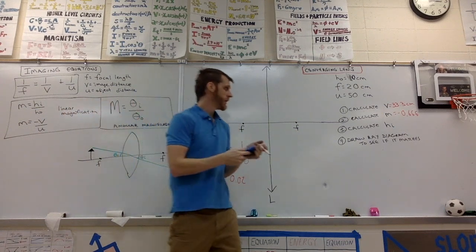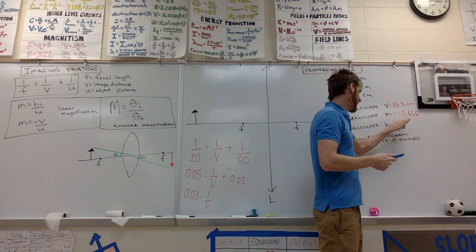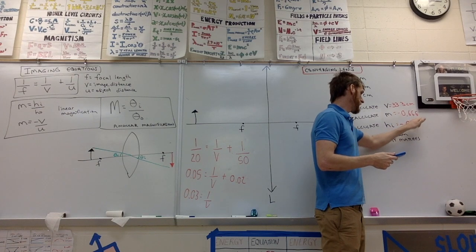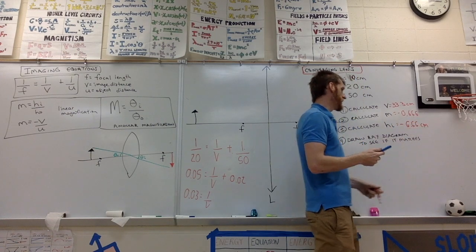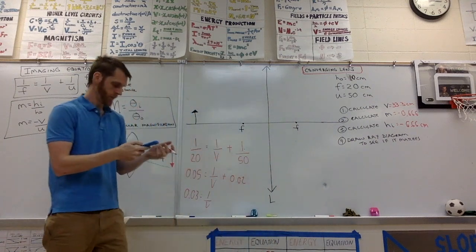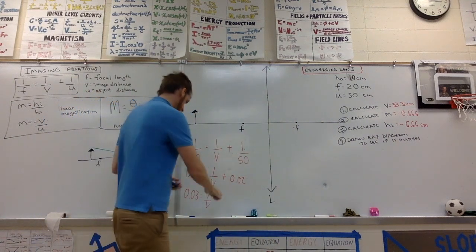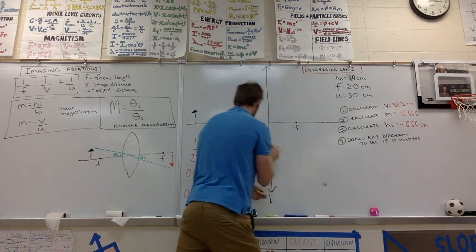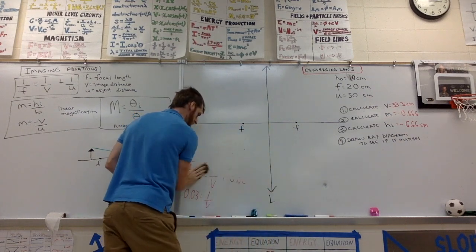The bottom gives us negative 6.66 centimeters, which means it's upside down and a little bit smaller. Now, let's see what the ray diagrams look like for this lens here and see if it matches up.